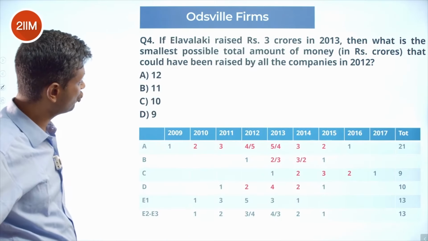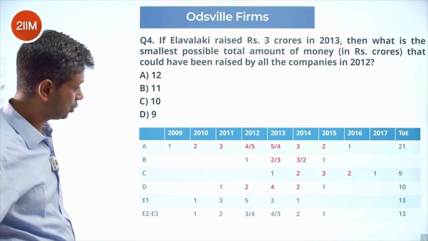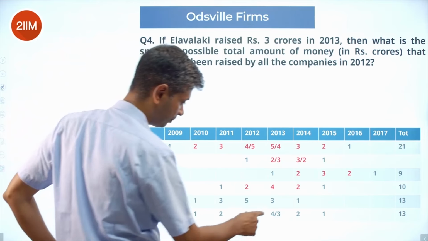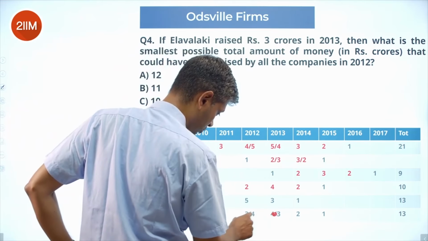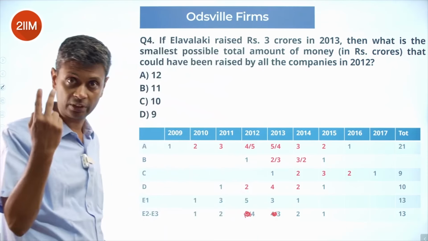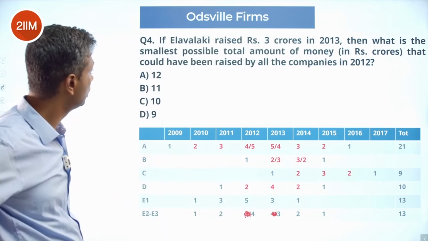If Elavalaki raised 3 crores in 2013, it could have been this being 3, this being 4, either this or this, both are possible.